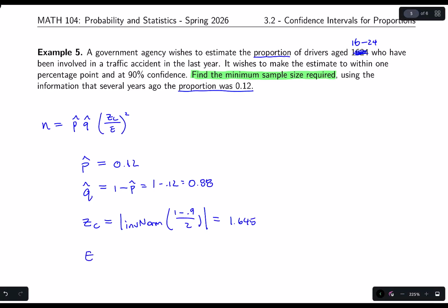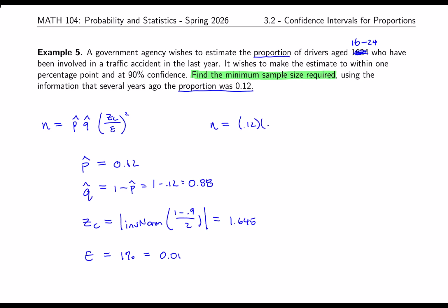Okay, and then the margin of error. So we wish to make the estimate to within 1 percentage point. So it's 1%, but we can't plug in a percent as a value. So we have to change this to a number, so 0.01. Okay, so we have everything we need. So this would be 0.12 times 0.88, and then 1.645 divided by 0.01 quantity squared.